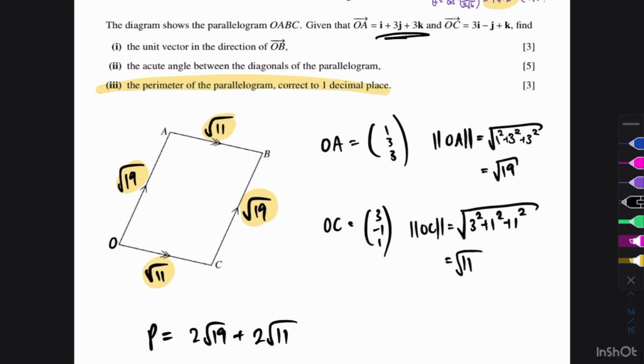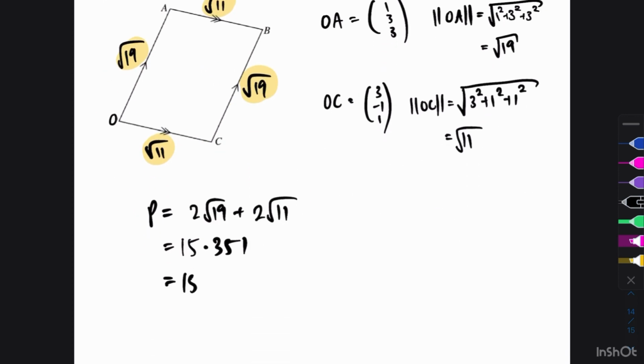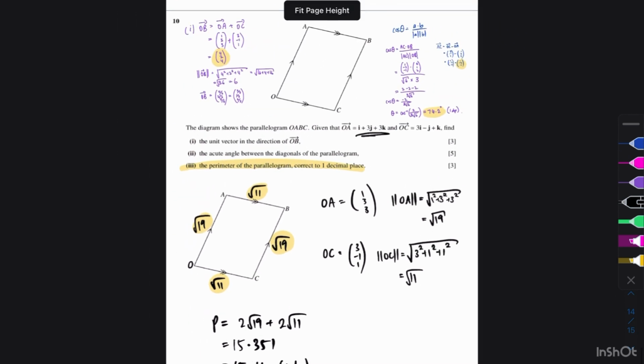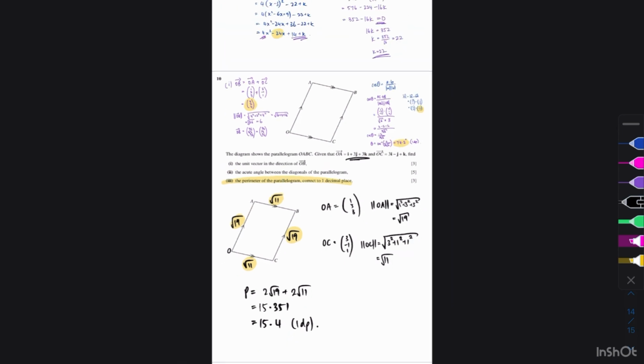And they want it correct to 1 decimal place, so you type it into the calculator. 2 root 19, and the answer I get is 15.351. So I'm going to round that to 1 decimal place, and 15.4 is going to be the answer. And I write 1 dp here to let them know that I've rounded it. So there you go, question 10. And now we're done with the paper.